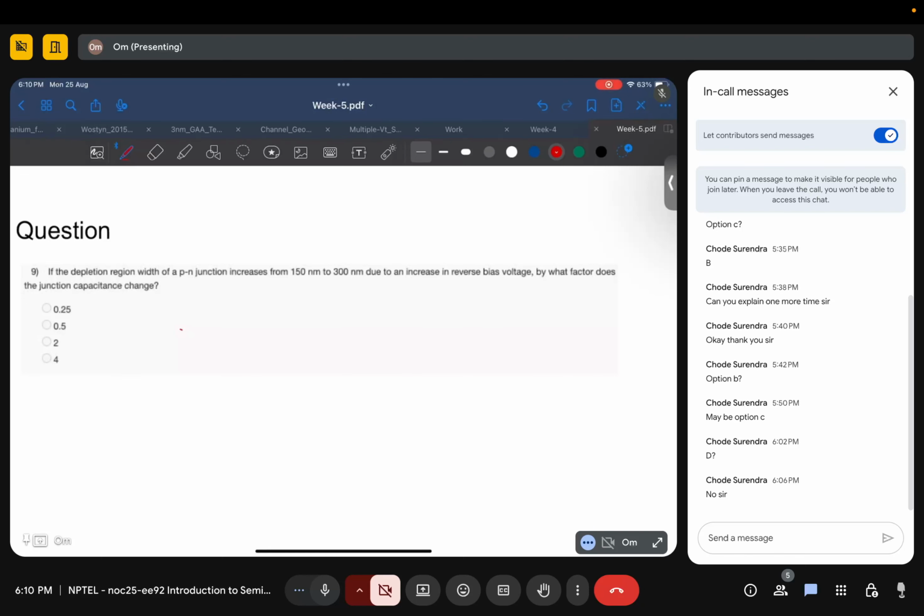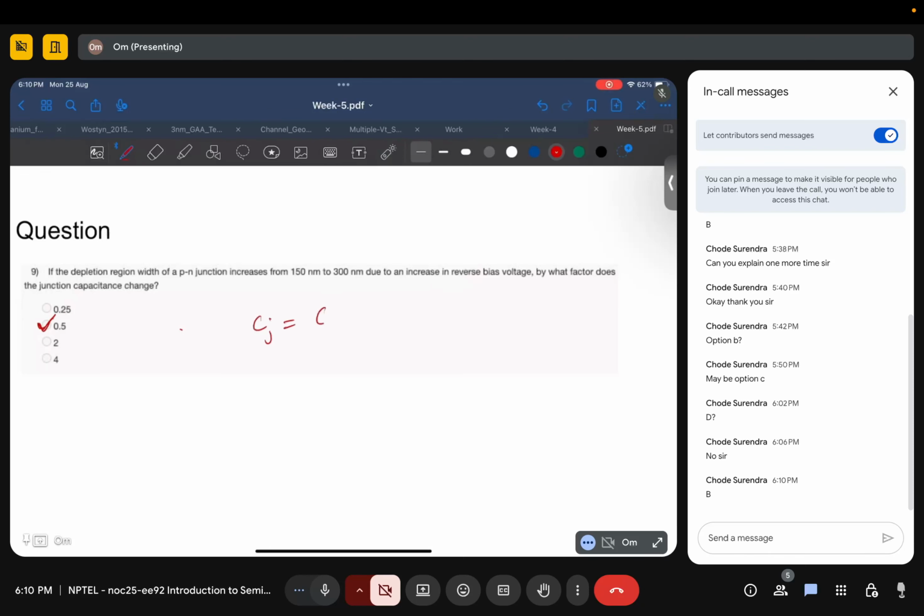Okay, so let's see this question. If the depletion region width of a PN junction increases from 150 nanometer to 300 nanometer due to an increase in reverse bias voltage, by what factor does the junction capacitance change? So, right, option B is correct.